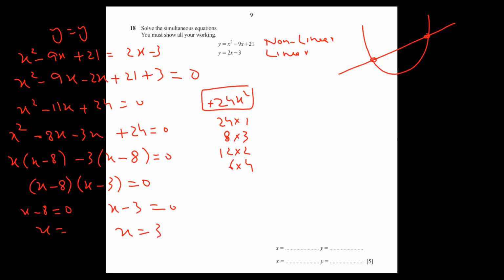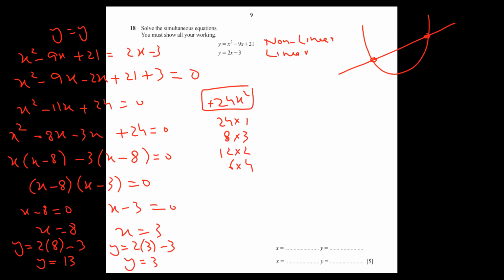Now don't leave it here, this is 8. You will put it in either the linear or non-linear equation, but it is better to put it in the linear equation. So y equals 2 times 8, 16. 16 minus 3, you got 13. Alhamdulillah. Similarly, put 3 there. So y equals 2 times 3, 6. Out of 6, 3 gone, we got 3.